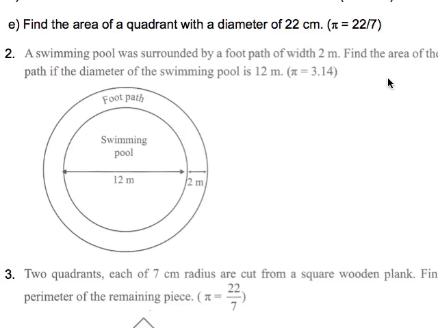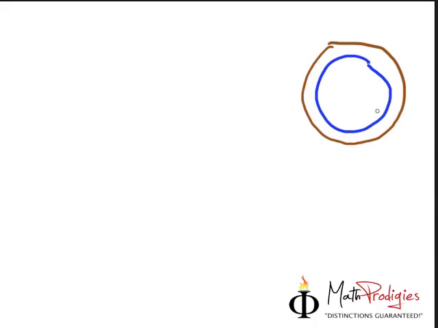Okay, so let's look at the common mistakes first before we go into how to do this. The common mistake that most students make is that they do this. Let me just draw this out for you quickly. So this is our blue swimming pool, and we have a brown footpath. What they do is, they say, oh, this is 12 meters. So therefore, to find the area, just simply pi r squared, pi 12 squared. Is that correct or not? No, because 12 is what? It's the diameter. That's the first mistake.